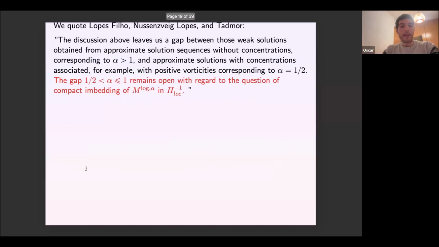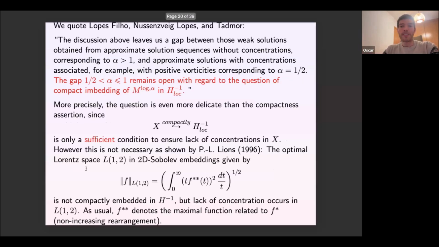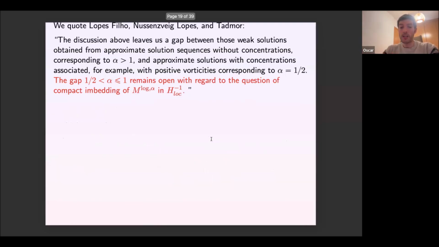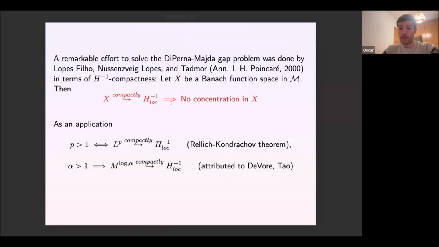All right. But to be more precise, this question makes sense from a functional analysis point of view, but if you are thinking in applications to the PDE, to Euler equations, it's even more complicated. Because, as we said, the compactness of X into X^-1 is only a sufficient condition to ensure lack of concentration in X. But this is not a necessary condition. So this result here is not if and only if.